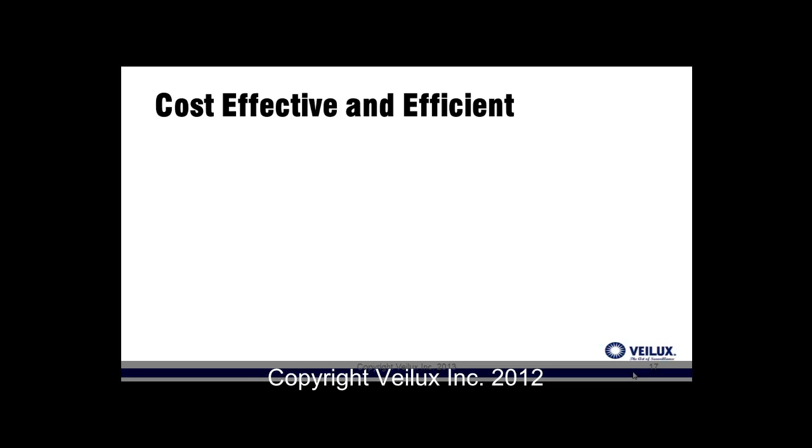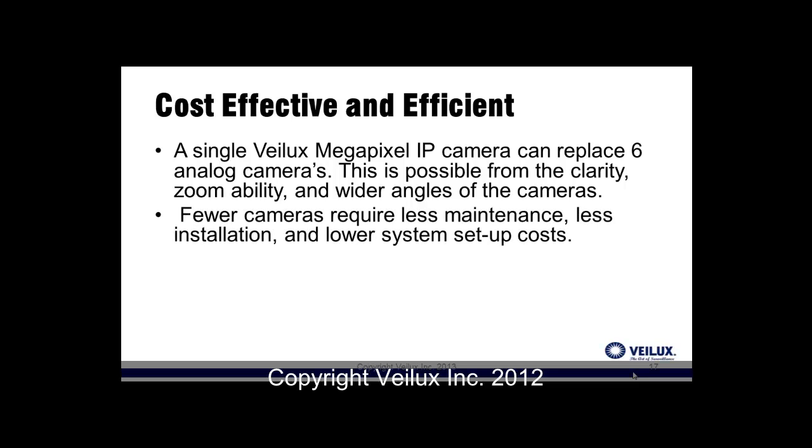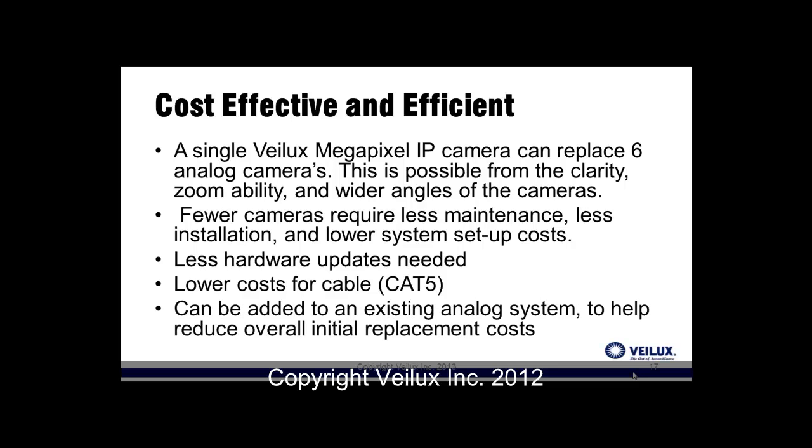Cost effective and efficient: a single Veilux megapixel IP camera can replace 6 analog cameras. This is possible because of the clarity, zoomability, and wider angles of the cameras. Fewer cameras require less maintenance, less installation, and lower system setup cost. Fewer hardware updates are needed. Lower cost for cables using Cat5. IP cameras can be added to an existing analog system to help reduce overall initial replacement cost.